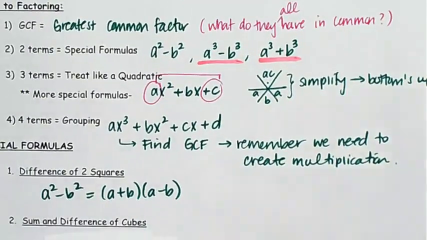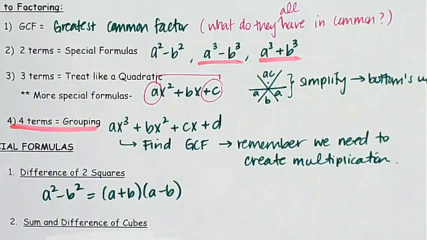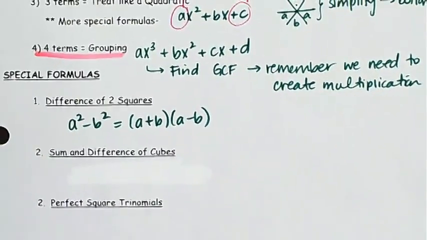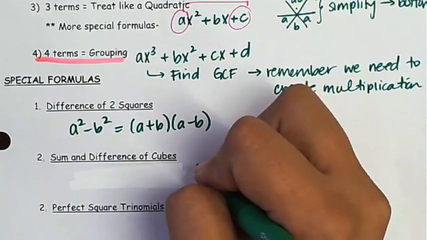Then another thing we're going to focus on today is, what if they have four or more terms? Then we factor by grouping. So this is pretty much, we start with a GCF, but they're not always going to have something in common. So we'll see some examples of that. Alright, special formulas that you need to know is that a difference of two squares, if you see a squared minus b squared, it's a plus b, a minus b.